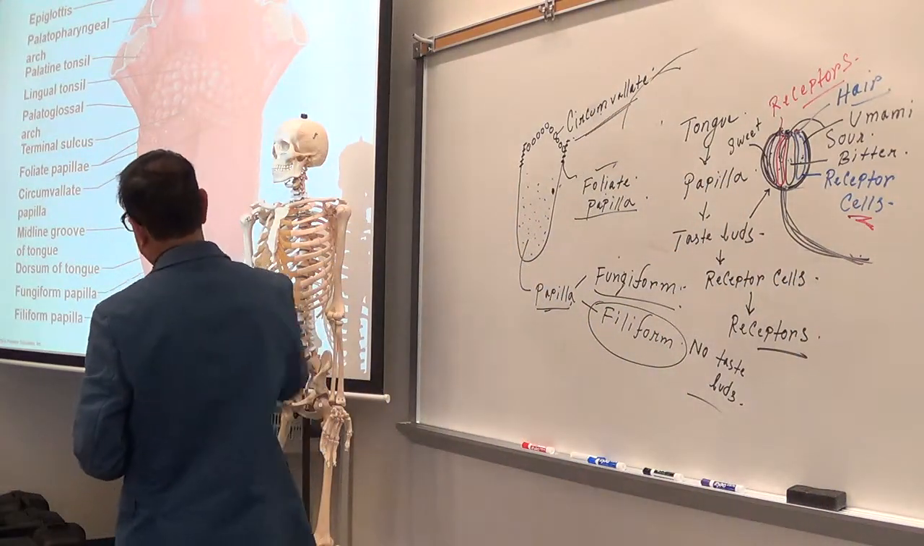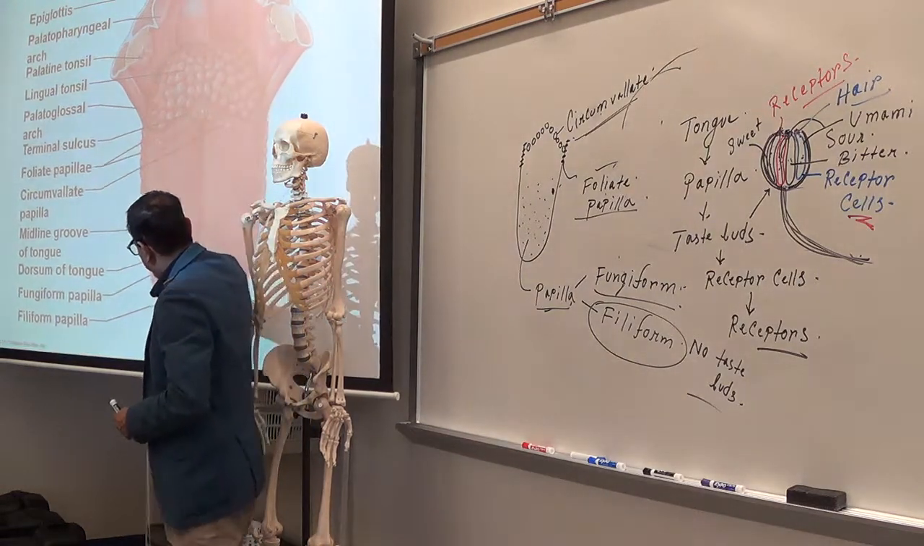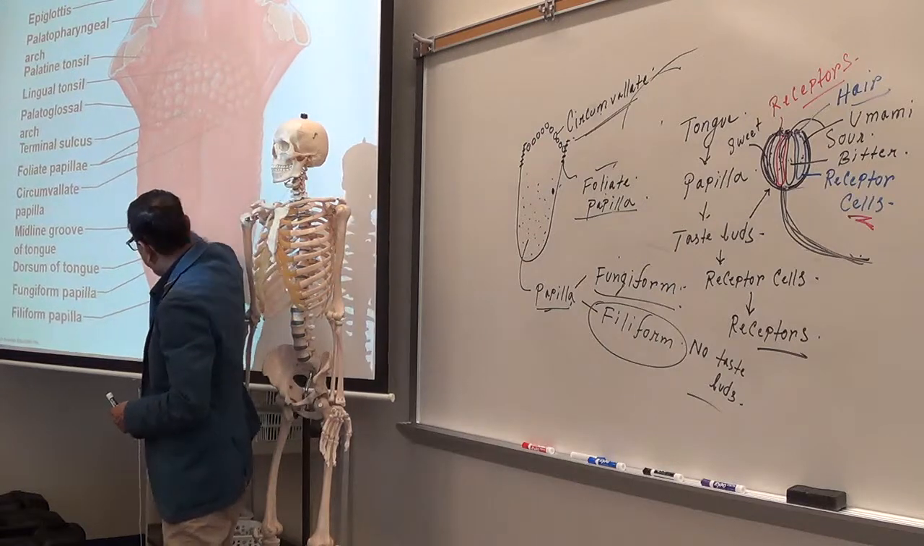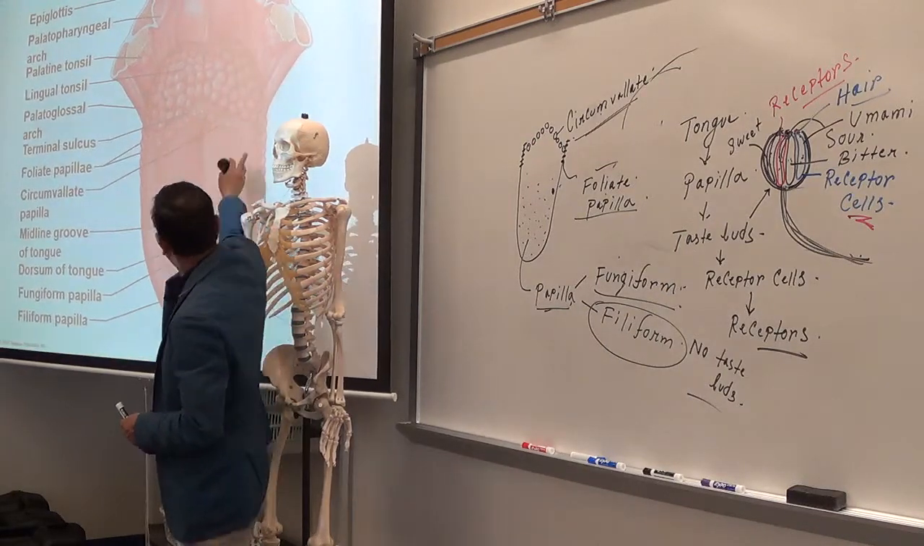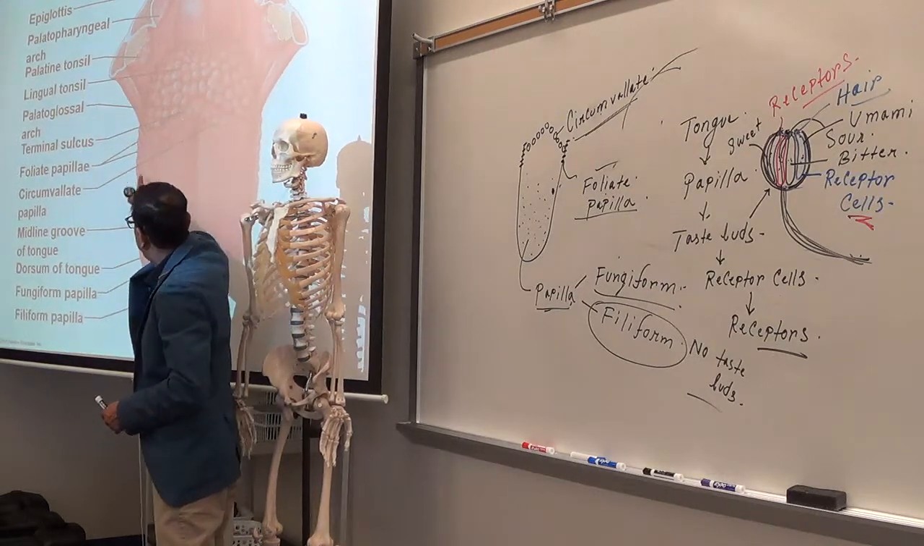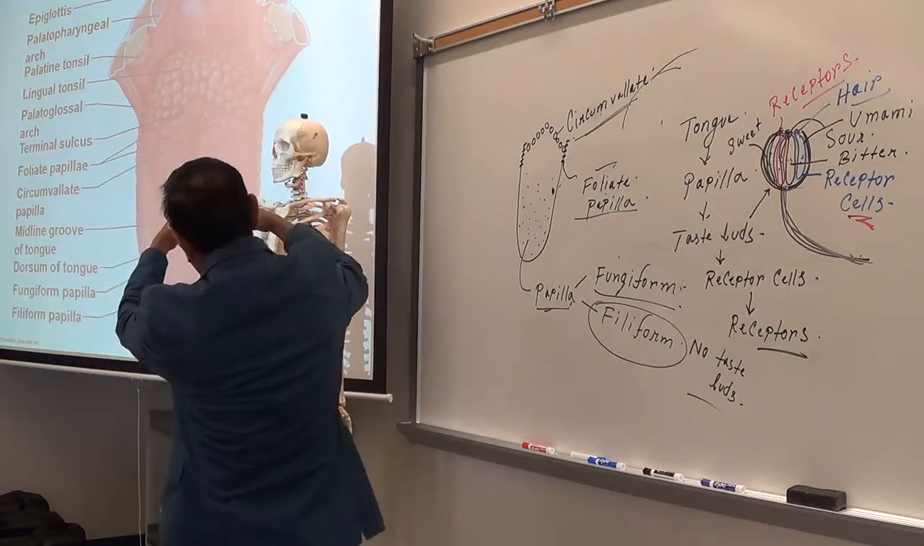Okay. Now if you see this picture, it will be very clear. So you see fungiform and filiform are in the front of the tongue, in the back, in both sides. These are foliate and these are circumvallate, form inverted V.